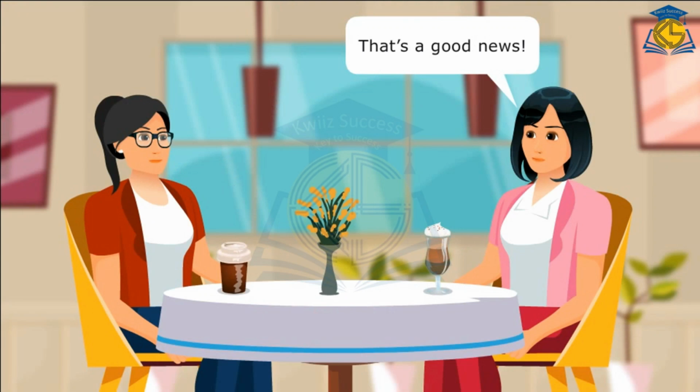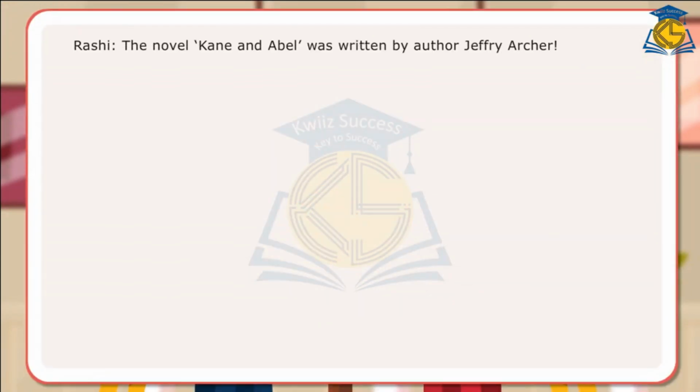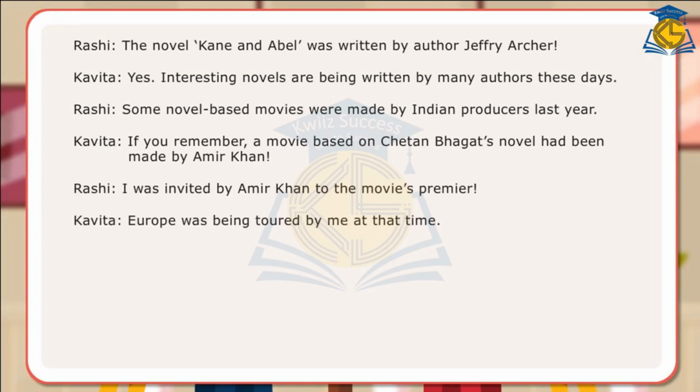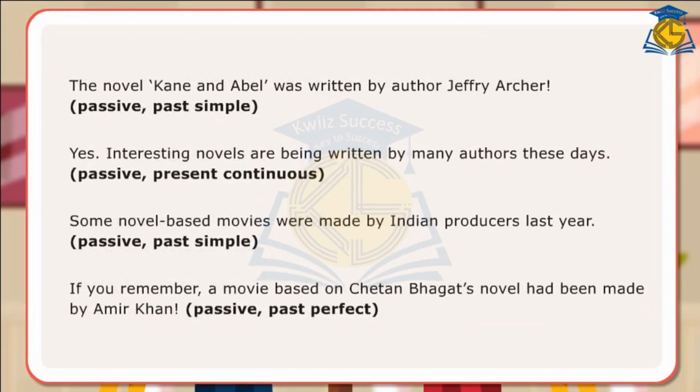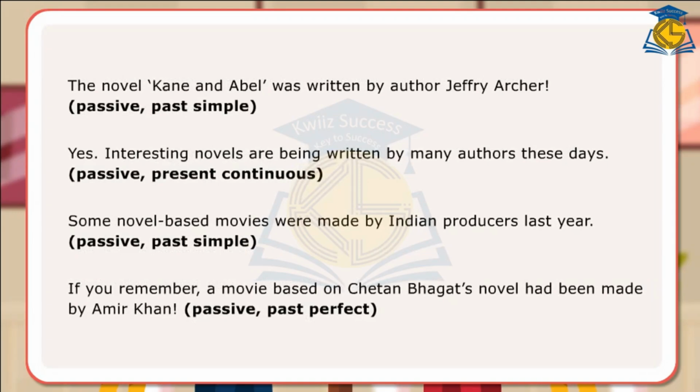That's good news. The dialogue between the two friends uses passive voice for different tenses. Here are some examples of sentences. The novel Cain and Abel was written by author Jeffrey Archer.